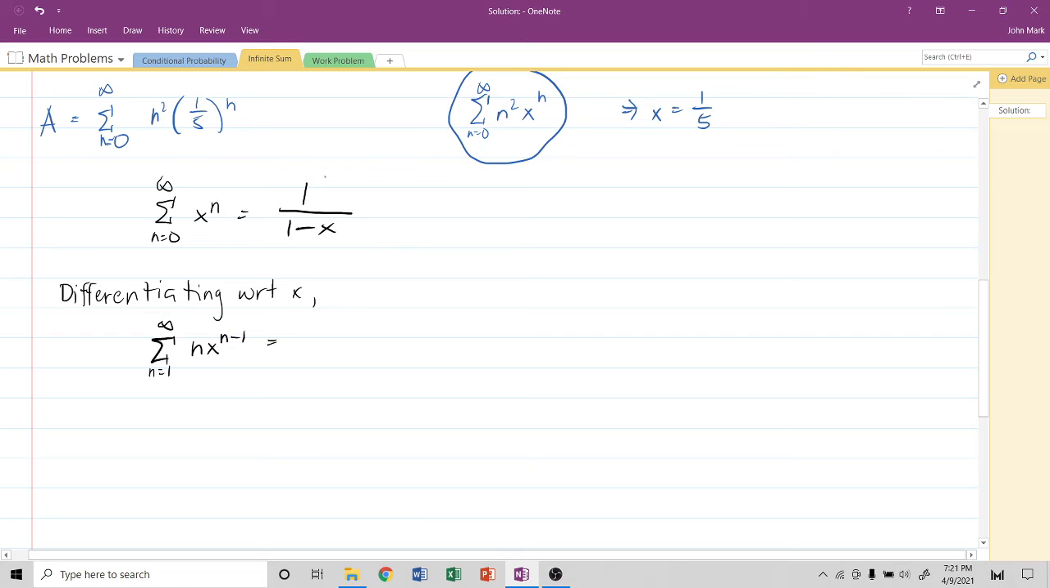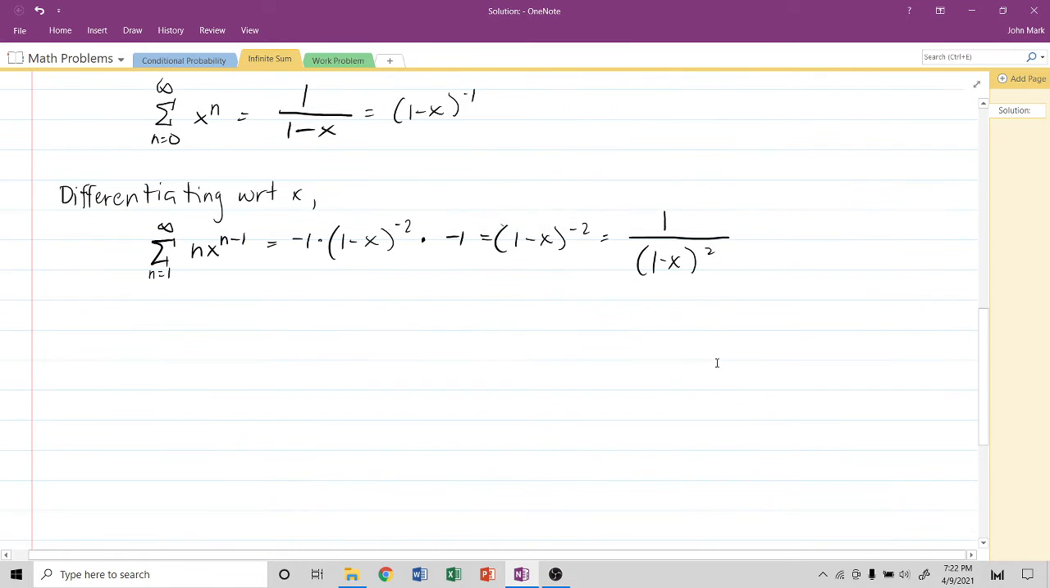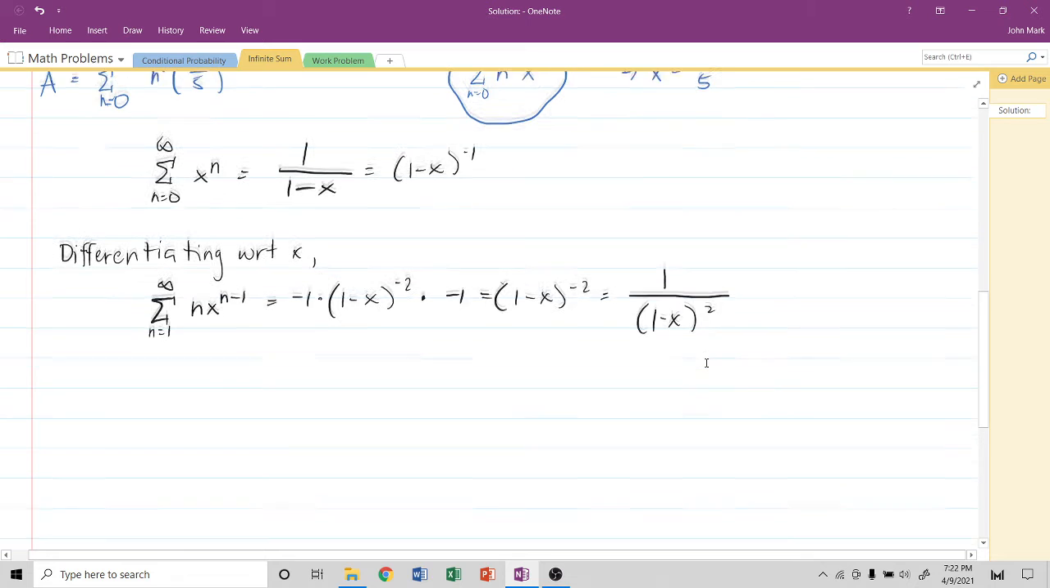Now, differentiating yung right hand side natin, we can write this as 1 minus x raised to negative 1. So differentiating, we have negative 1 times 1 minus x raised to negative 2 times the derivative of 1 minus x, which is negative 1. So simplifying this, we have negative 1 times negative 1, that's positive 1. So we have 1 minus x raised to negative 2, or this is simply 1 over 1 minus x quantity squared. So ito na yung ating differentiated na term, no?